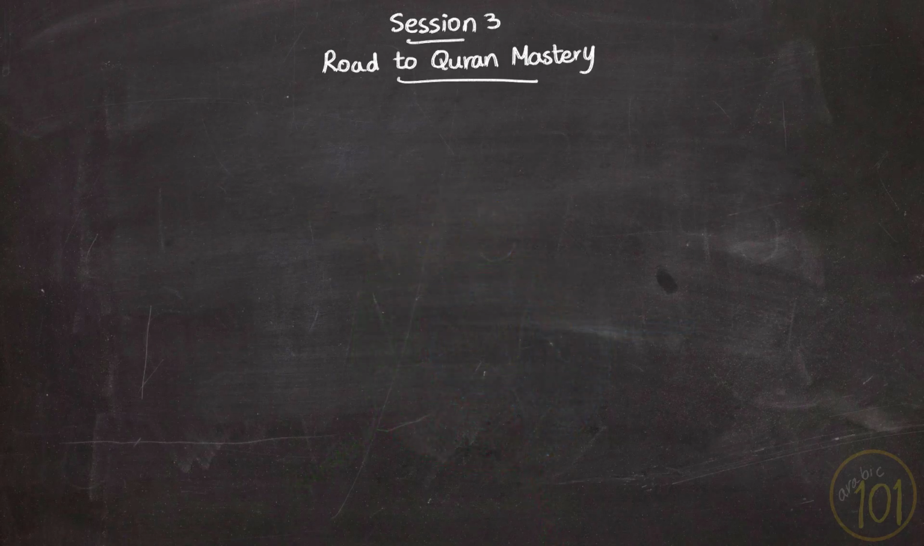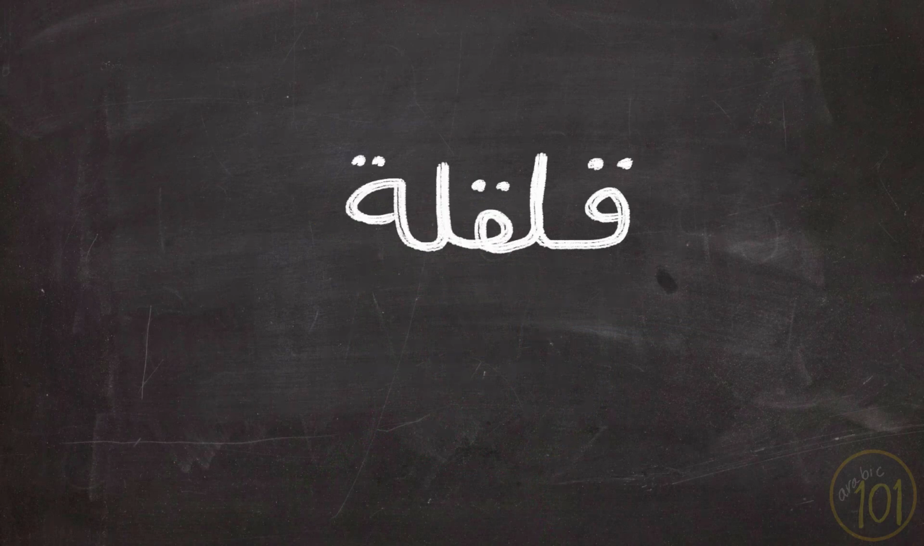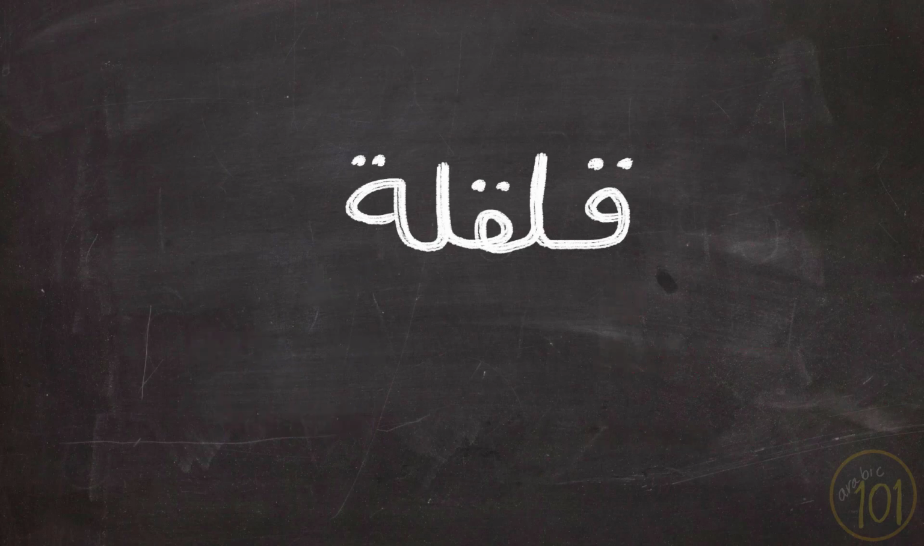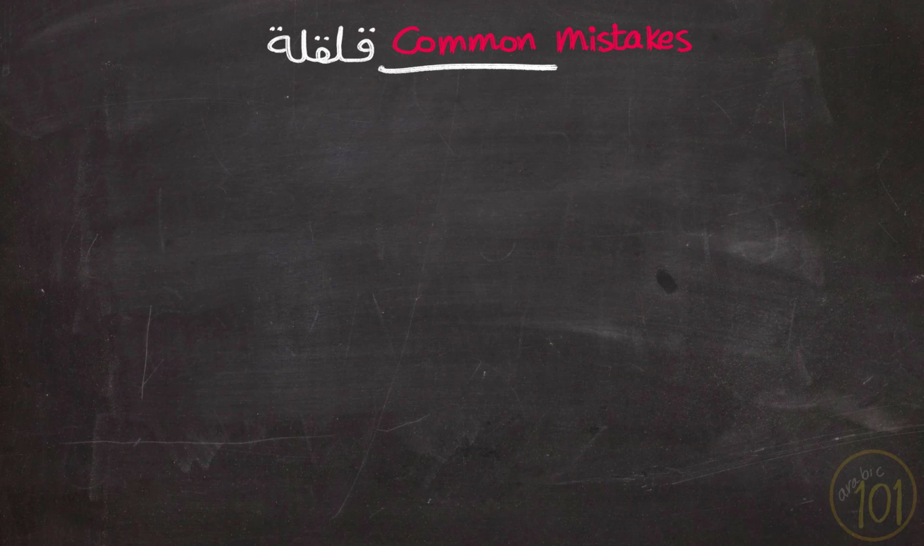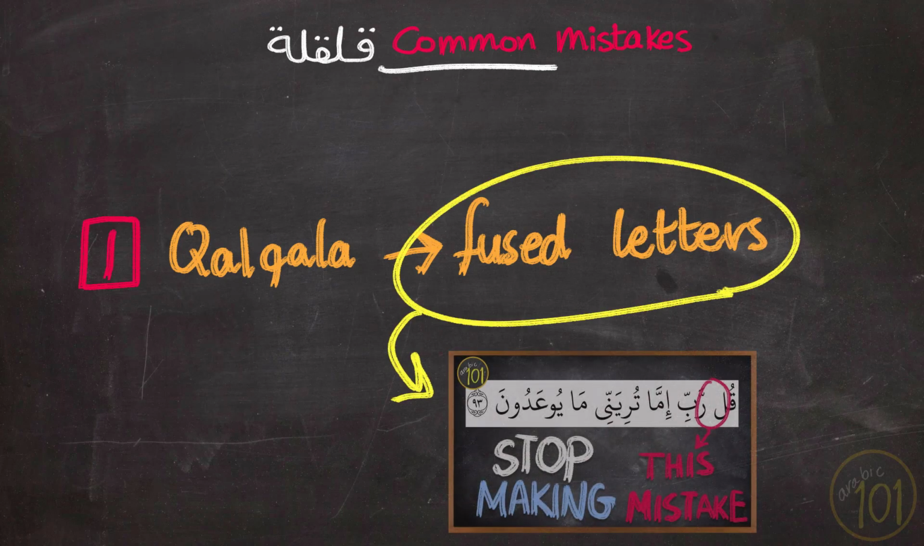So let's get started. Qalqalah seems to be quite an easy topic when it comes to the Tajweed of the Quran. And while that is true, it is also true that making mistakes in it can be quite easy too. Here are the top 3 mistakes made with Qalqalah. Number 1 is applying Qalqalah to letters that are fused together. We learned how to fuse letters before in this lesson. And if you haven't watched it yet, you should really watch it before you continue with this lesson.